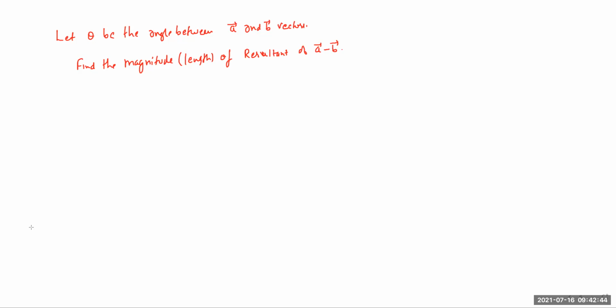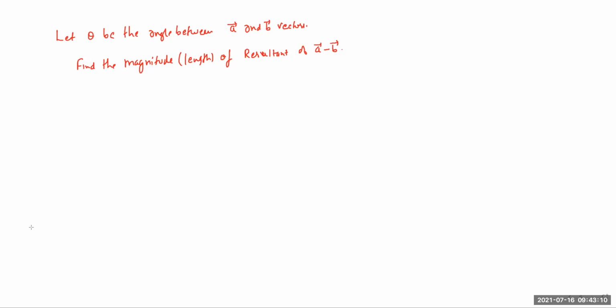Sir, I got R square is equal to A square plus B square minus 2AB cos. No, sorry, not cos. It will be 180 minus theta. So it will be 2AB cos theta. So the length of this new resultant vector is under root of A square plus B square minus 2AB cos theta, right?